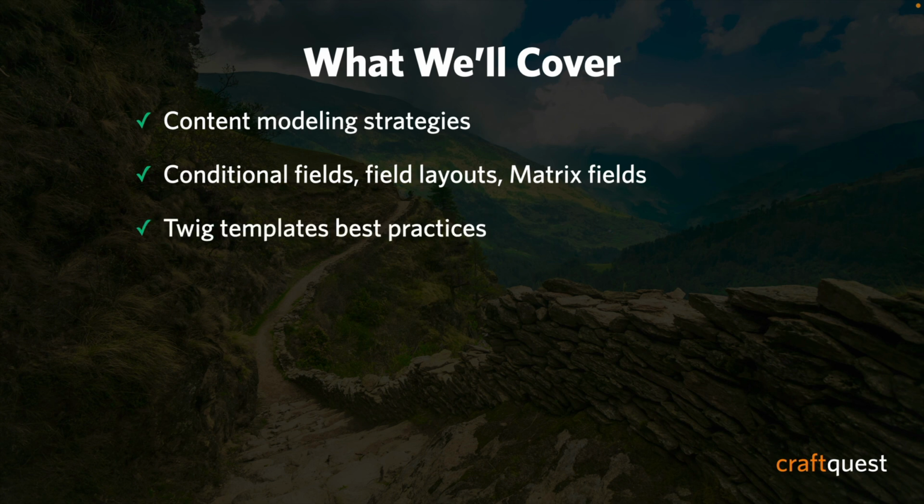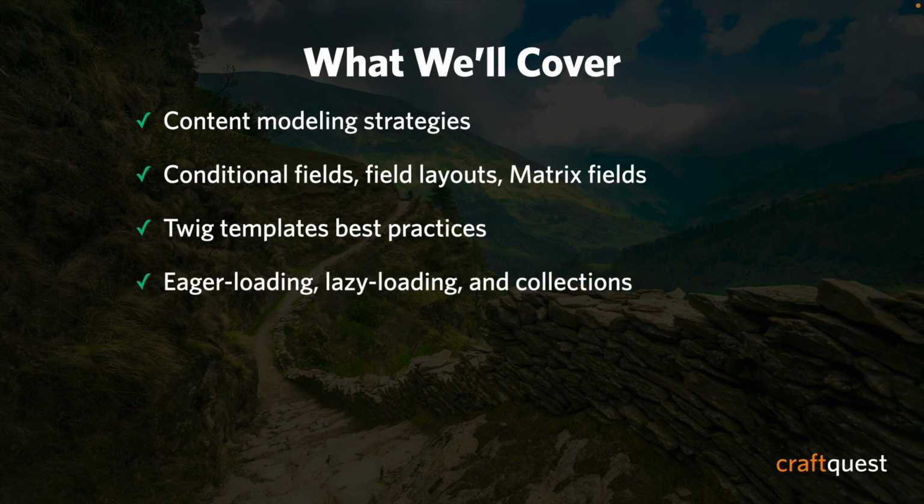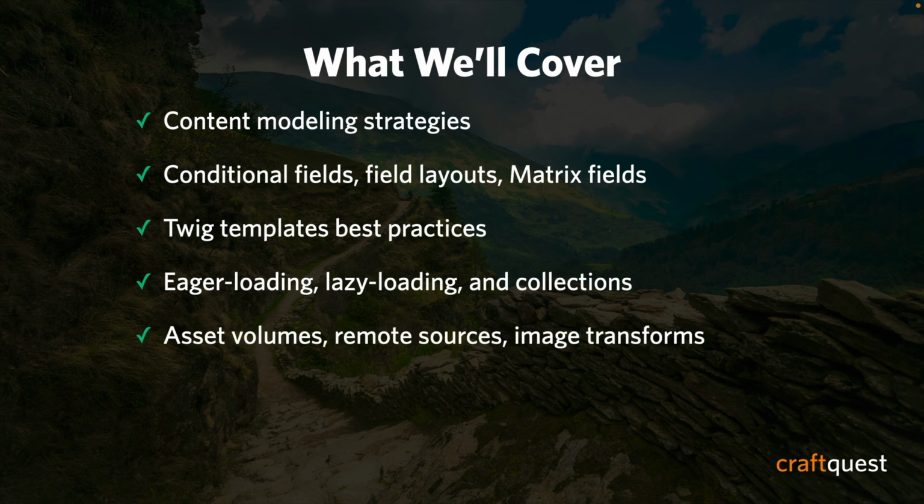We'll look at Twig template best practices, how you can structure your templates in a way that they're more manageable, but not overdone. Have we all seen templates that have been overdone, overly abstracted? We won't do that. We're going to keep it really simple, but practical. And we'll jump into important things like eager loading, lazy loading, using the new Laravel collections in Craft 4, and then how we can work with asset volumes for images with remote sources and setting up image transforms.